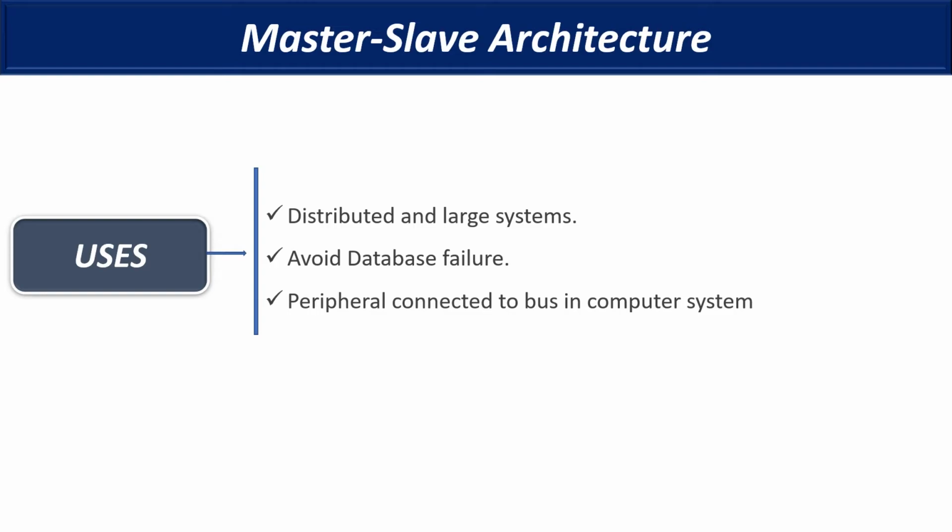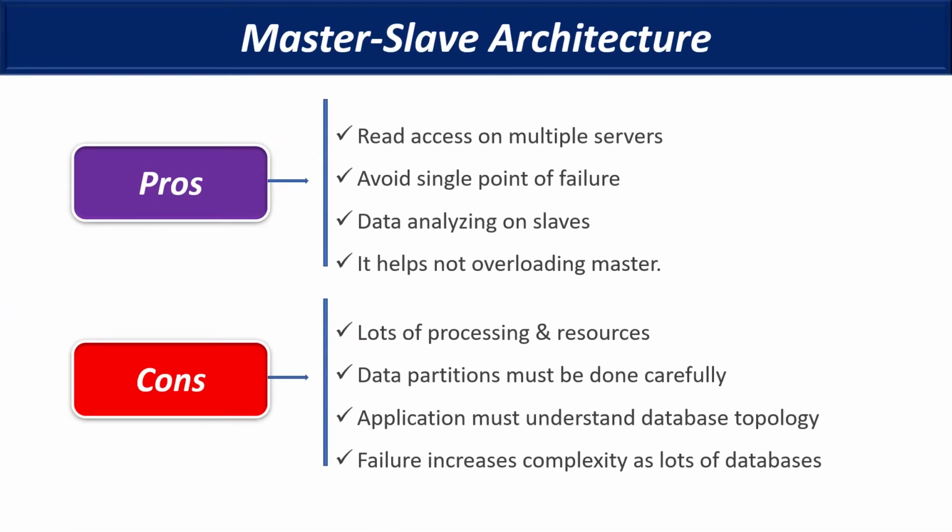And peripherals connected to the bus in a computer system, so all of the things that are connected together in a bus. You need to understand this really well. So the pros and cons are here. The pros are read access on multiple servers, so it is really efficient to use, and it avoids a single point of failure. If one server goes down, it will not fail you, it will still give you a response. So it is really good for both the server and the client as well.